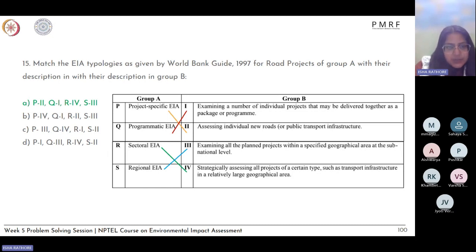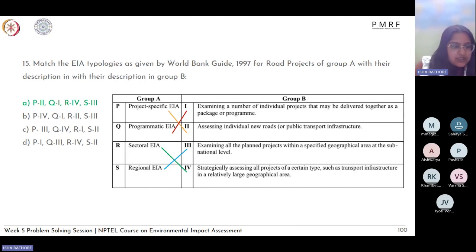Then we have the sectoral EIA, which is strategically assessing all projects of a certain type, such as transport infrastructure in a relatively large geographical area. So R matches with 4. And then regional EIA is examining all the planned projects within a specific geographical area at the subnational level. So S matches with 3.